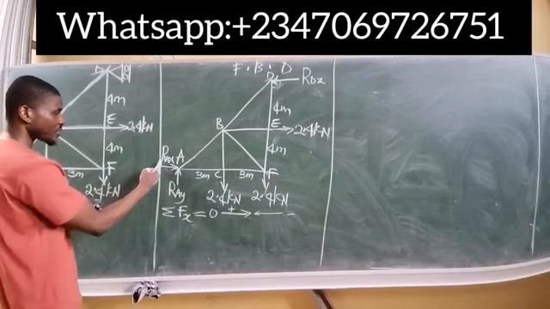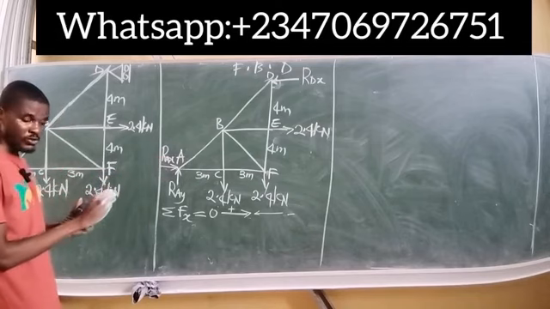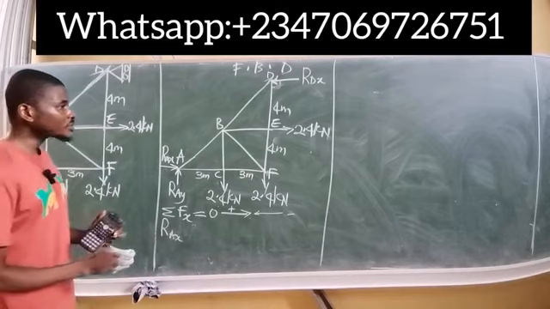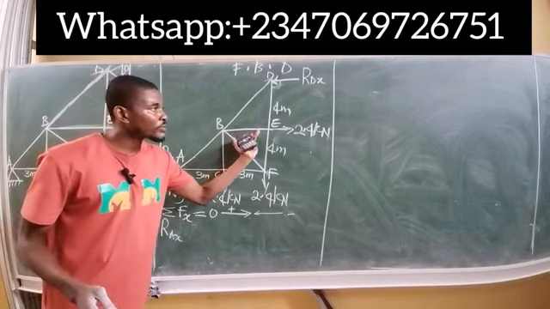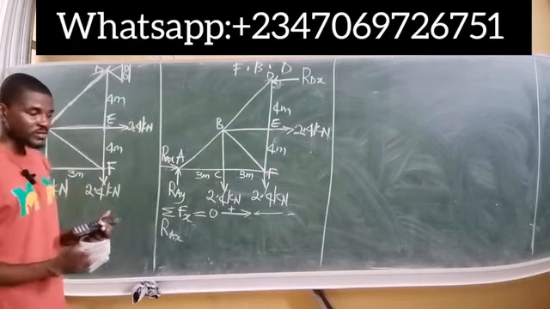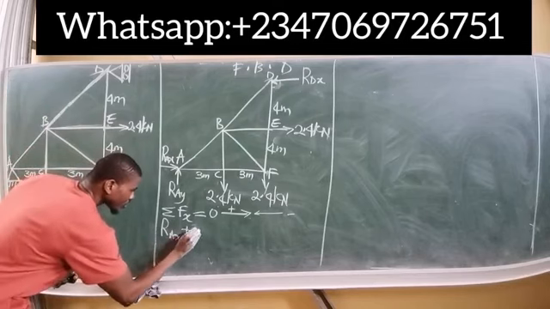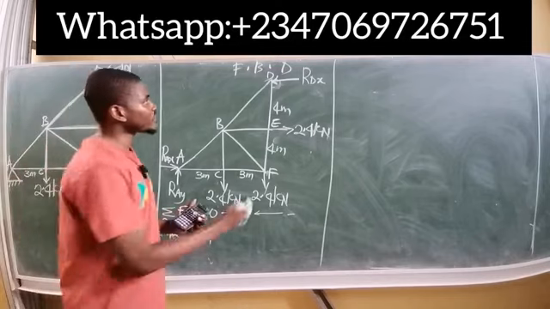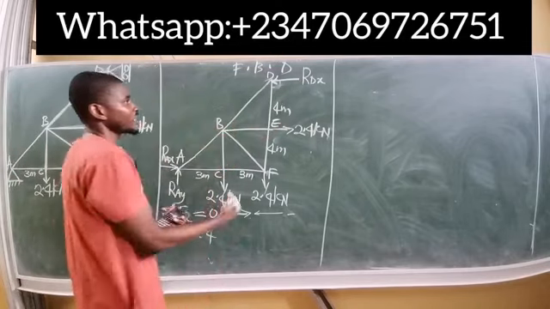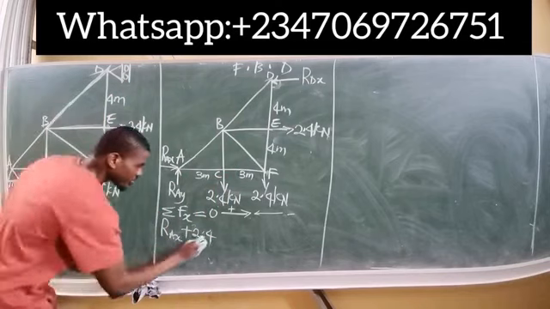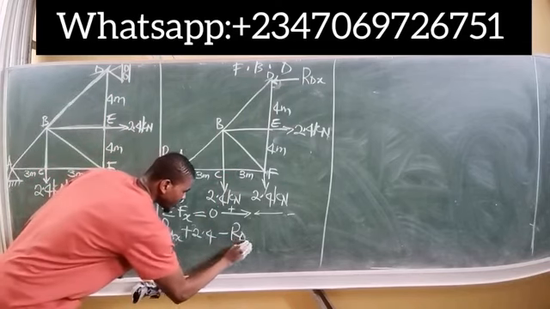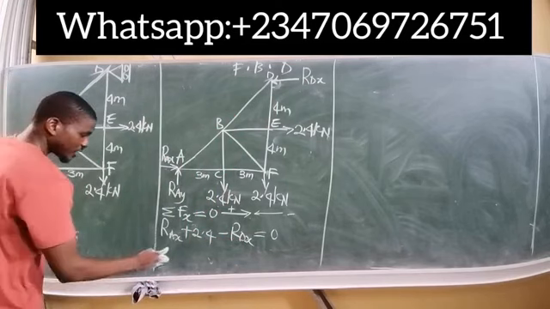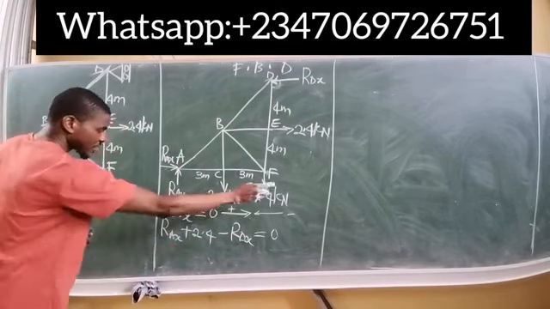At point A, we have RAX pointing to the right, so this force is positive. We simply pick it out, RAX. Also, at point E, we have a 2.4 kilonewtons force pointing to the right, also positive. So we simply pick that out, plus 2.4 kilonewtons. And at point D, we have a horizontal force pointing to the left, so that force is negative. That's simply minus RDX. And the whole of this is equal to 0. So we can simply send 2.4 over to this side of the equation.